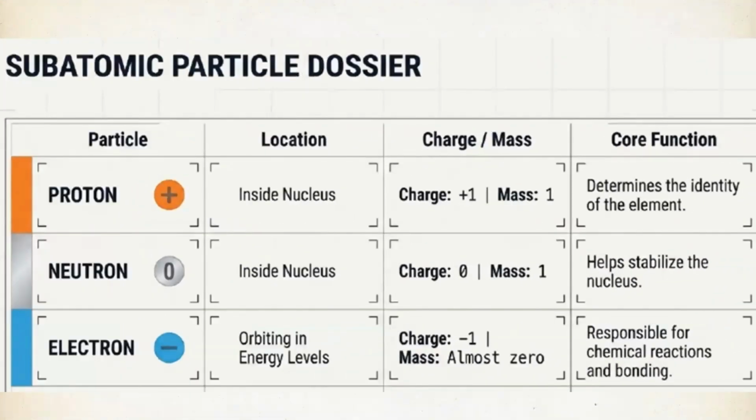So that's what we said right now. Protons: inside the nucleus, charge +1, mass 1, and determine the identity of the element. Neutron: inside the nucleus, charge 0, relative mass 1, and helps stabilize the nucleus. Electron: orbiting in energy levels, charge -1, mass almost 0, and responsible for chemical reactions.